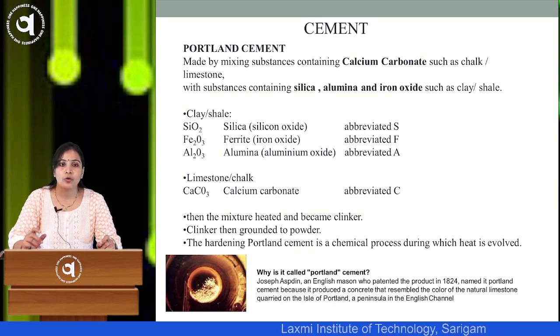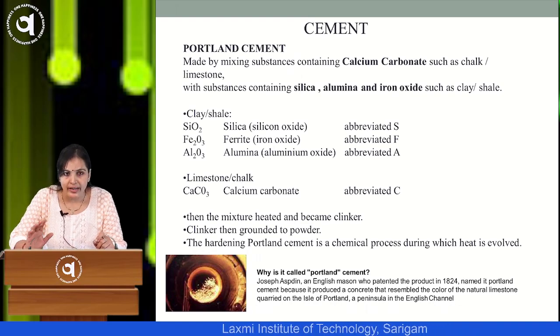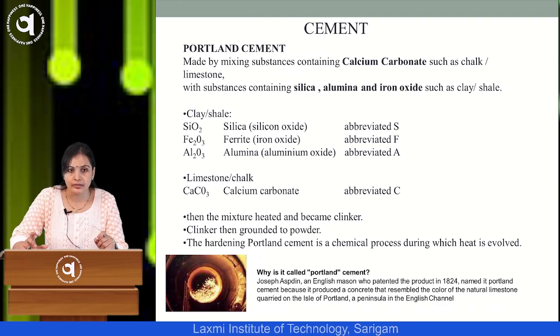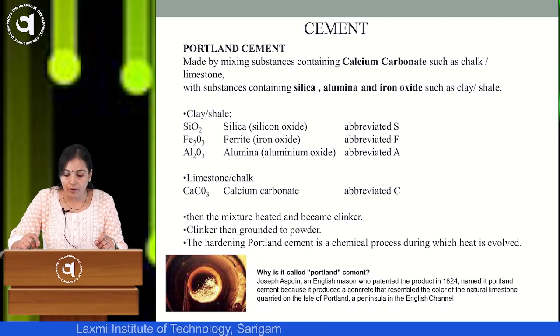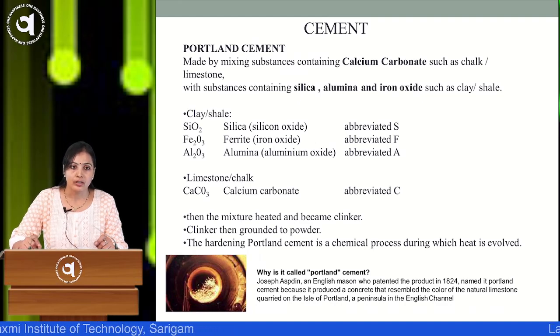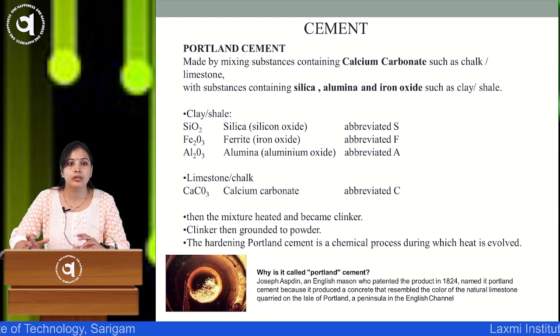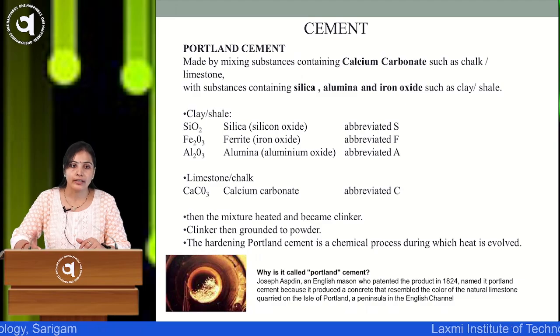Now you may have the question why it is called Portland cement, not other cement. In history, Joseph Aspdin, an English mason, patented the product in 1824 and named it Portland cement because it produced a concrete that resembled the color of the natural limestone quarried on the Isle of Portland, a peninsula in the English Channel. So there is one island called Portland, and it resembled the color of that rock. So we call it Portland cement.